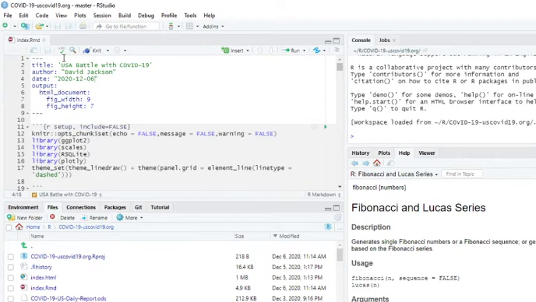Today is December 6th, 2020, and we'll get ready to run my report for the COVID-19 analysis for the United States of America today.